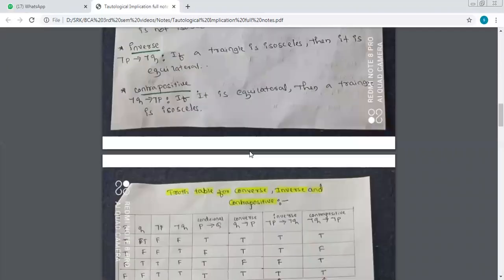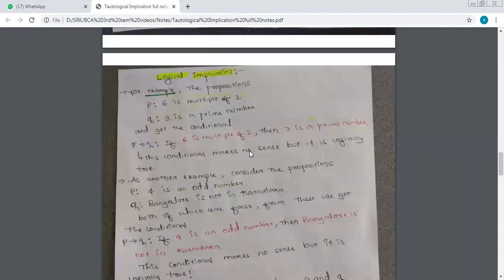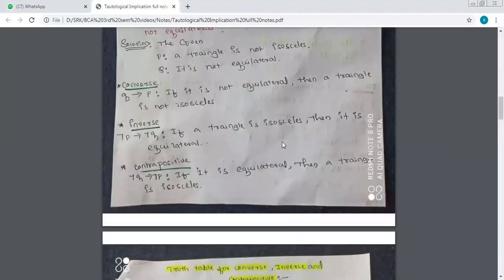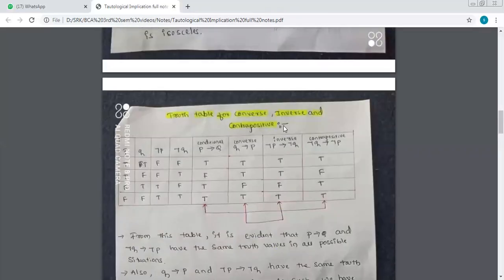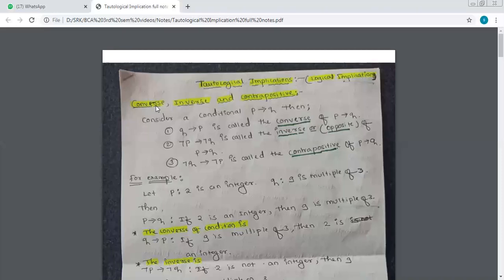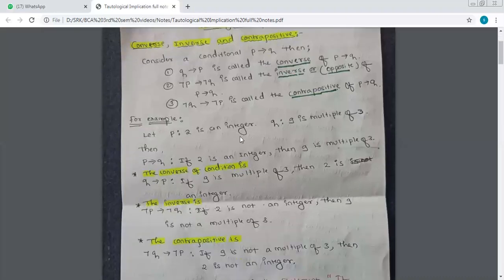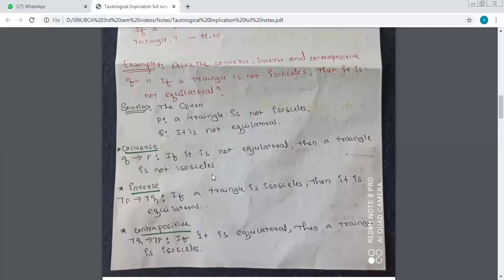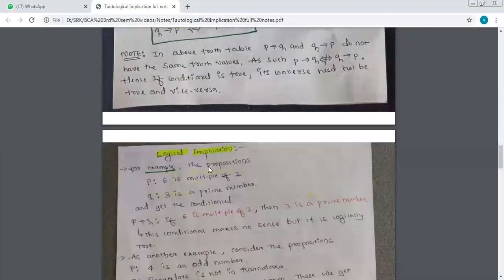Okay, next we go to logical implication. This whole concept is tautological implication, which we also call logical implications. Inside it we studied the sub-concepts converse, inverse, and contrapositive, and the main concept we have to study here is logical implications.